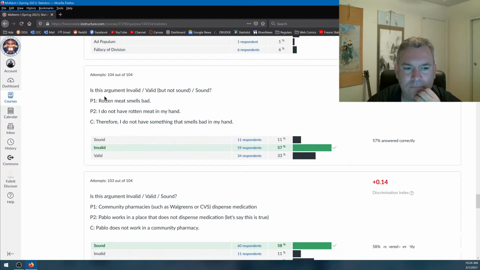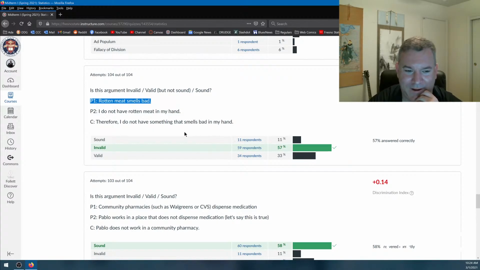So, rotten meat smells bad. That's true, I would say. I don't know. So a lot of people, more people thought, that's interesting. So anybody who said it's valid but not sound, are you guys arguing that rotten meat smells good? Right?